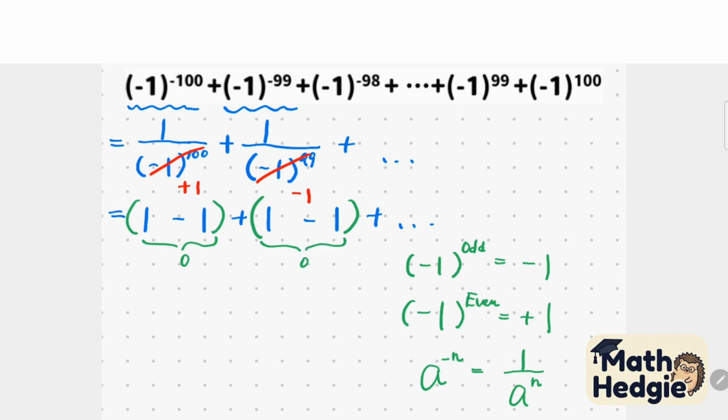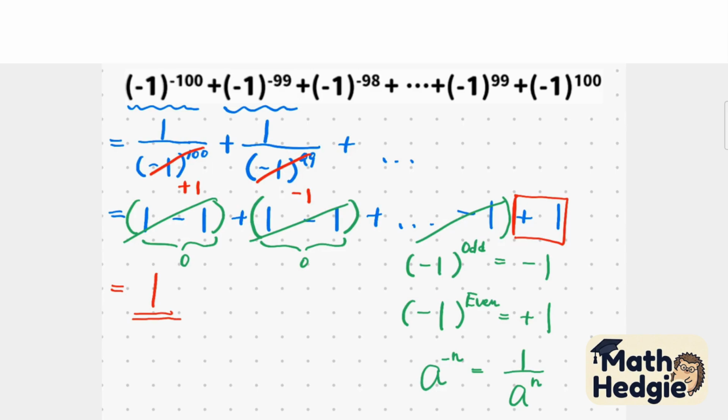But wait, watch what happens when we get to the very end. Our sum finishes at exponent plus 100. The second last term is negative 1 to the power of 99. 99 is odd. So that's minus 1. Does it pair with the term before it? Well, we already used that one. That means the last term gets left out. Everything else before it has been cancelled away by its partner. So the entire massive sum just collapses down to a single number. All that's left is that final plus 1. So the answer is simply 1.